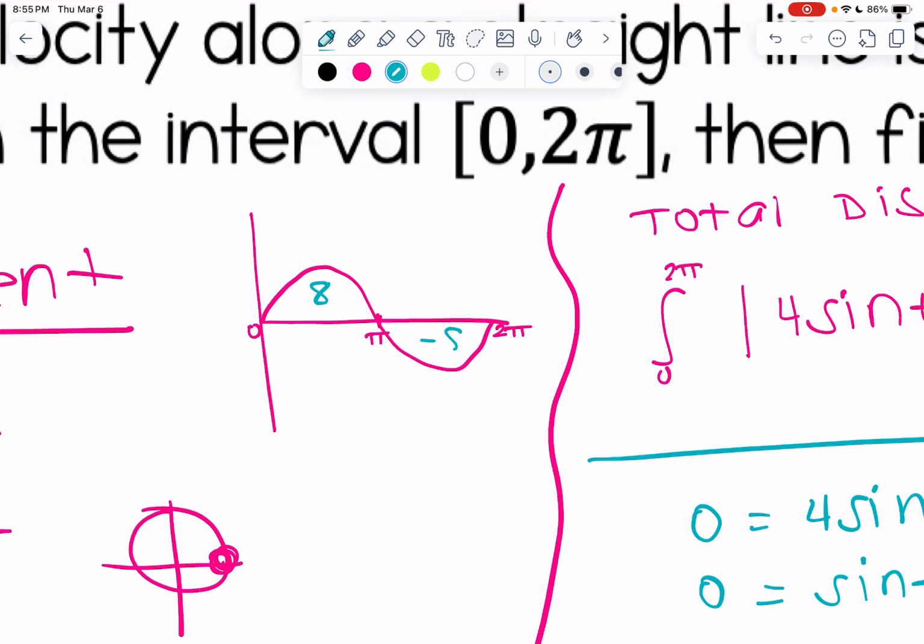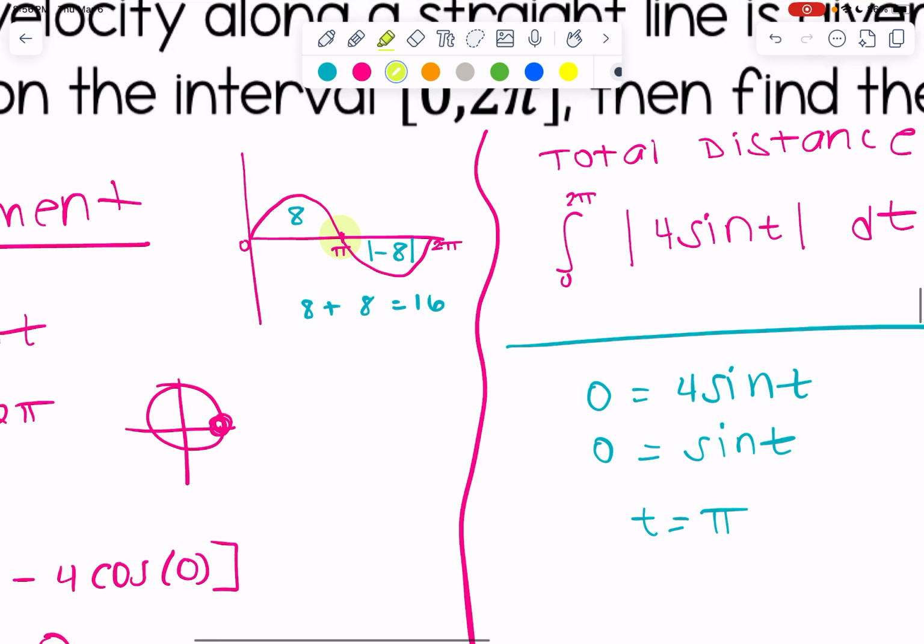This area is -8. Now, we know area can't really be negative, but that negative in front really represents the fact that it's below the axis. So if we think about that in terms of absolute value, we're really doing 8 plus 8 and getting 16. Also, just take note where we found where the particle or the object changes direction was at pi. We found that algebraically over here, but just knowing what a sine curve looks like, we could have gotten our answer that way too.